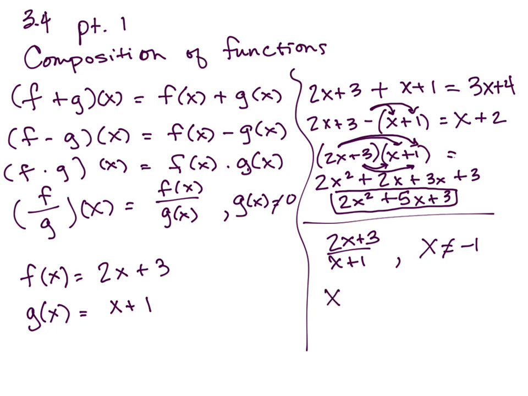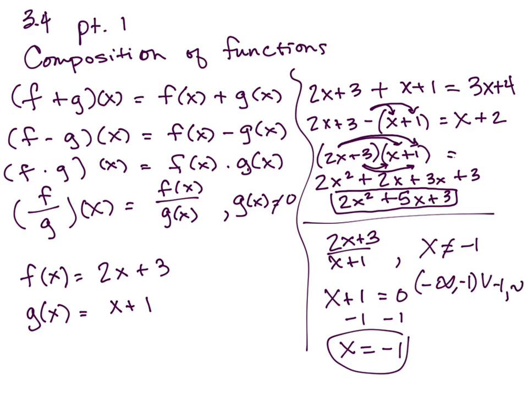The way you find that is you set the denominator equal to 0, solve for x, and then you know this is the domain restriction on that. The domain for this function goes from negative infinity to negative 1 and negative 1 to positive infinity. So we say as long as x does not equal negative 1, that function works. Questions on these rules?